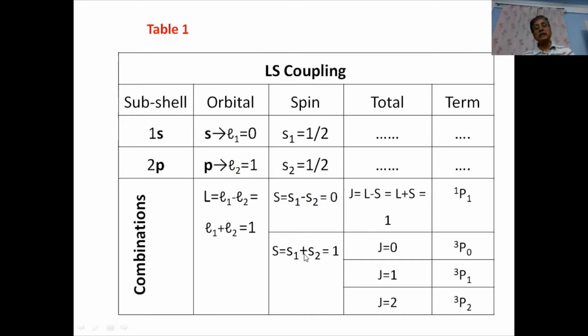Similarly, let us consider another combination, L is equal to 1 and S is equal to 1. So L minus S to L plus S will give the value of J as 0, 1, 2. Now because we have S is equal to 1, all the terms here will be triplet. And we have J values as 0, 1, 2, and L is equal to 1, so it will be a P level. So for all these three values, with S is equal to 1 as triplet, we have triplet P0, triplet P1, and triplet P2. Thus we have these terms, that is one singlet and three triplets, coming out of the combination of 1s2p electrons through the LS coupling.